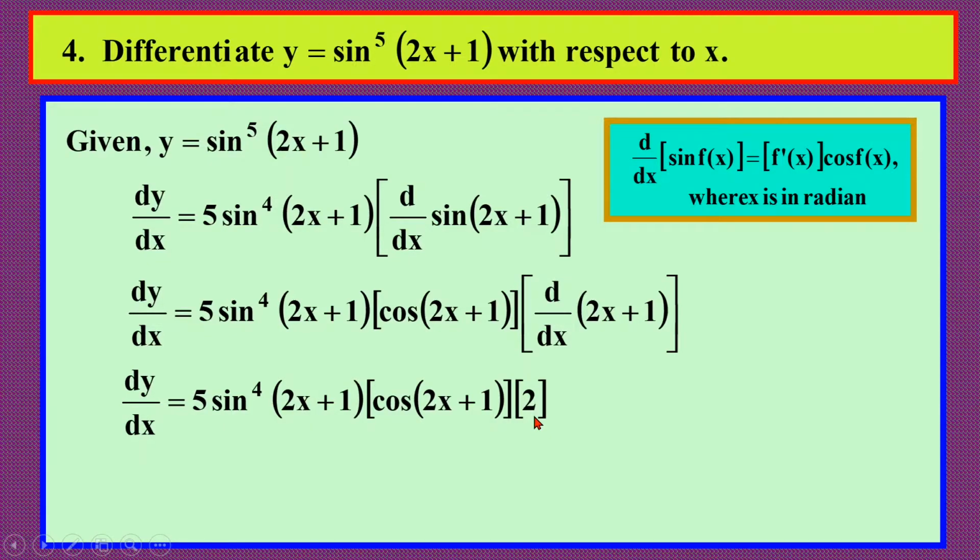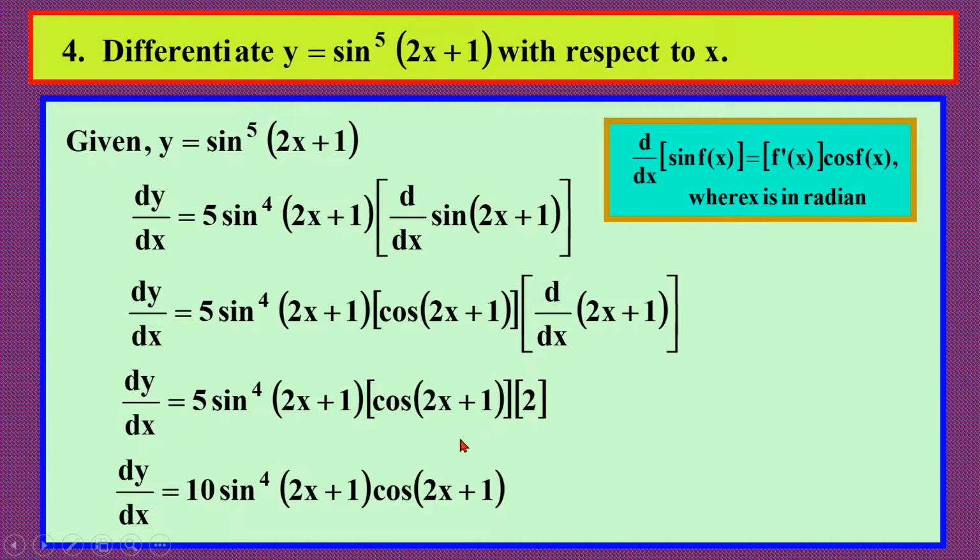To finalize this answer, I would need to rearrange all the numbers and the trigonometries properly. So 5 times 2, I get 10. Recopy the whole thing and this set 2. That is so easy, right? Hopefully you are following me until now.